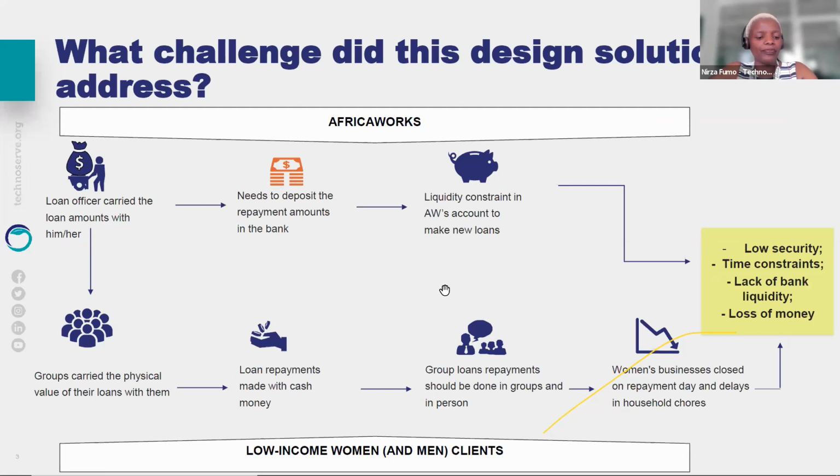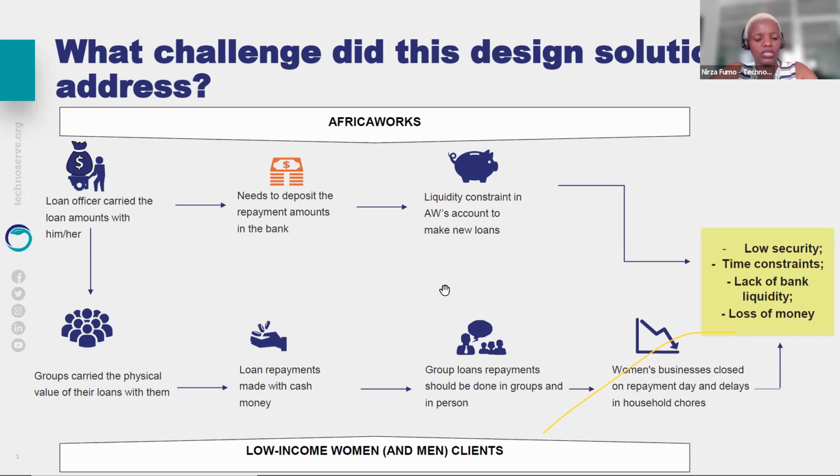Africa Works loans are made through mixed groups of about 10 people, and this was given in cash and allocated to a group, although the money is given individually. The loan repayment was made as well in cash and has to be in person and as a group. On the side of Africa Works gaps, the loan officer had to carry large sums of money for loan meeting sessions. And on the repayment day, he had to carry back the money with him or her. And then they had to waste part of the day queuing in the bank to make the deposit.